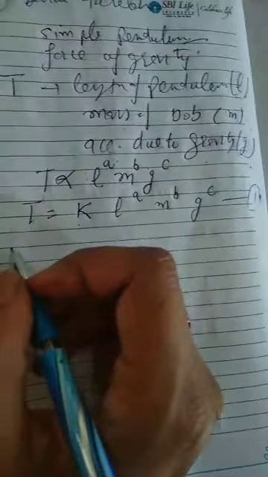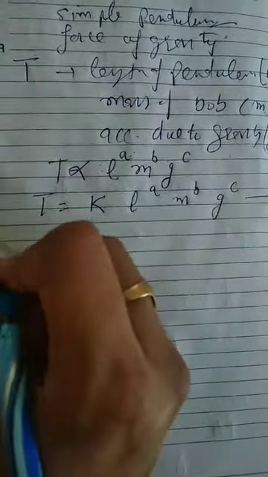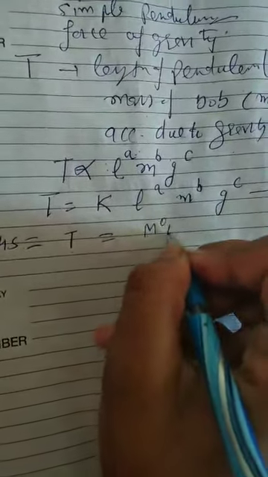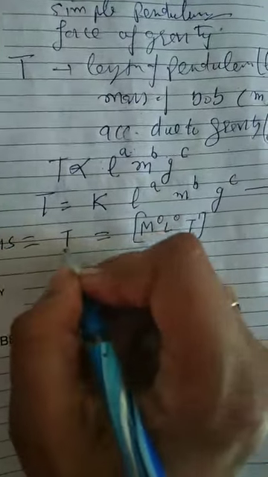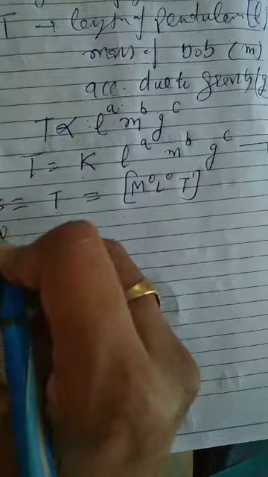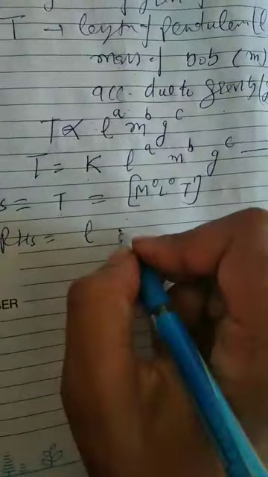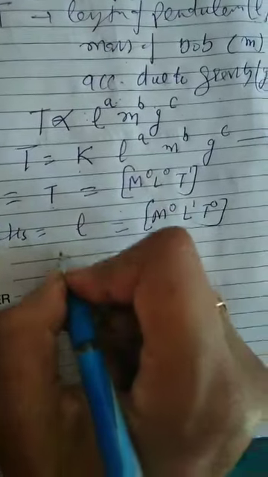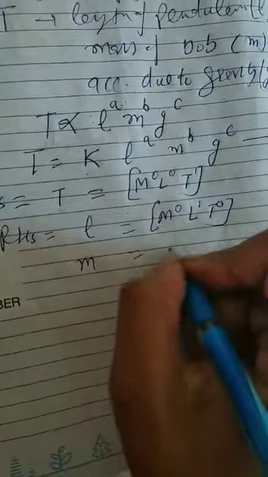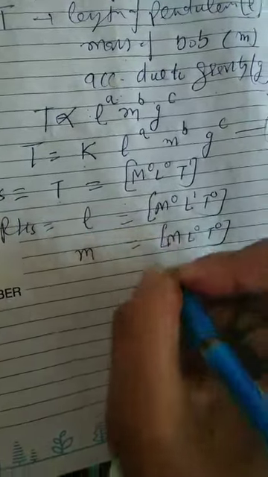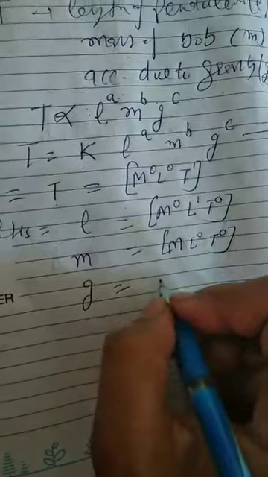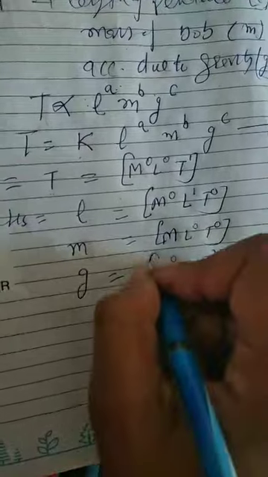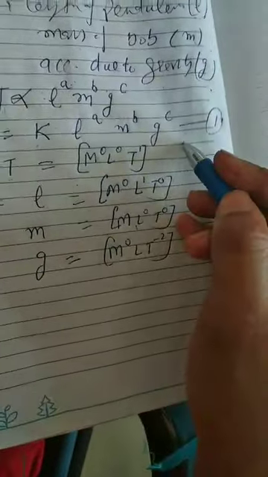Now we will write the dimension formula for each and every term. Left hand side, that is T. T is a time period, so the dimension formula will be M0 L0 T1, because there is no M, no L, only T. On the right hand side, the first term L is length, so it will be M0 L1 T0. The second term is m, M1 L0 T0. Similarly, the third term g, acceleration due to gravity, M0 L1 T minus 2. We will put these dimension formulas in equation number 1.